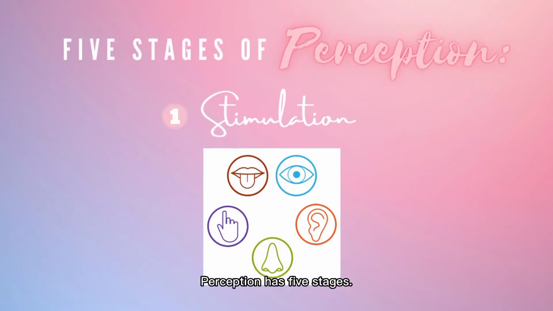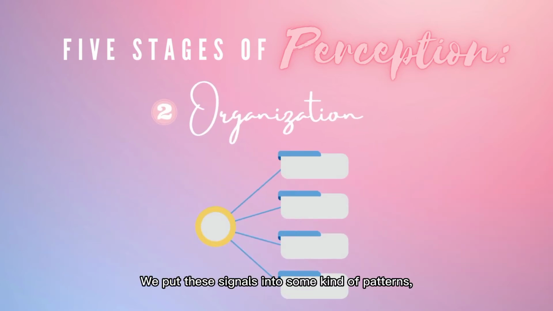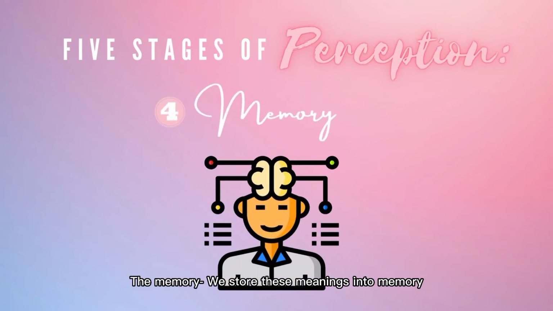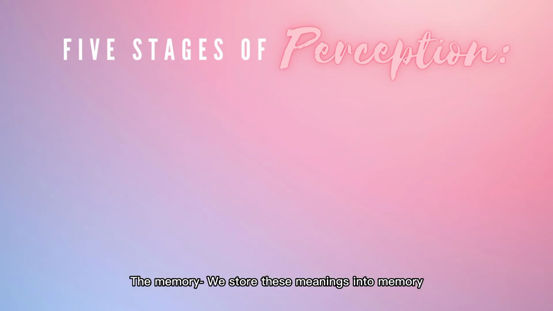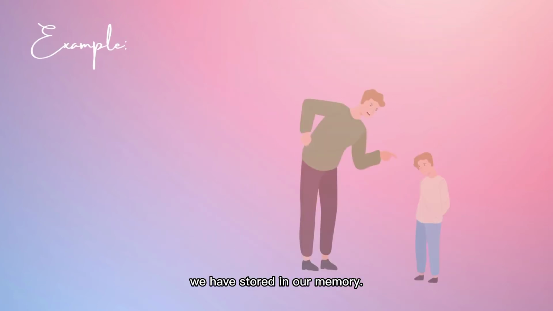Perception has 5 stages. Stimulation, where our sense organs pick up some signals. Organization, where we put the signals into some kind of patterns, rules, schemata, or scripts. Interpretation-Evaluation, where we give these signals some kind of meaning. Memory, where we store this meaning into memory. Recall, where we access the information we've stored in memory.